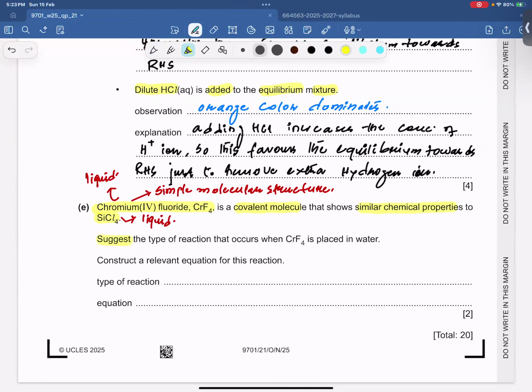State the type of reaction that occurs when chromium 4 fluoride is placed in water. Construct a relevant equation. The type of reaction is hydrolysis when SiCl4, that is silicon tetrachloride, undergoes reaction with water. It shows hydrolysis, right? So if chromium 4 fluoride has similar chemical properties to SiCl4, that indicates that chromium 4 fluoride also hydrolyzes with water. So I'm going to write hydrolysis.